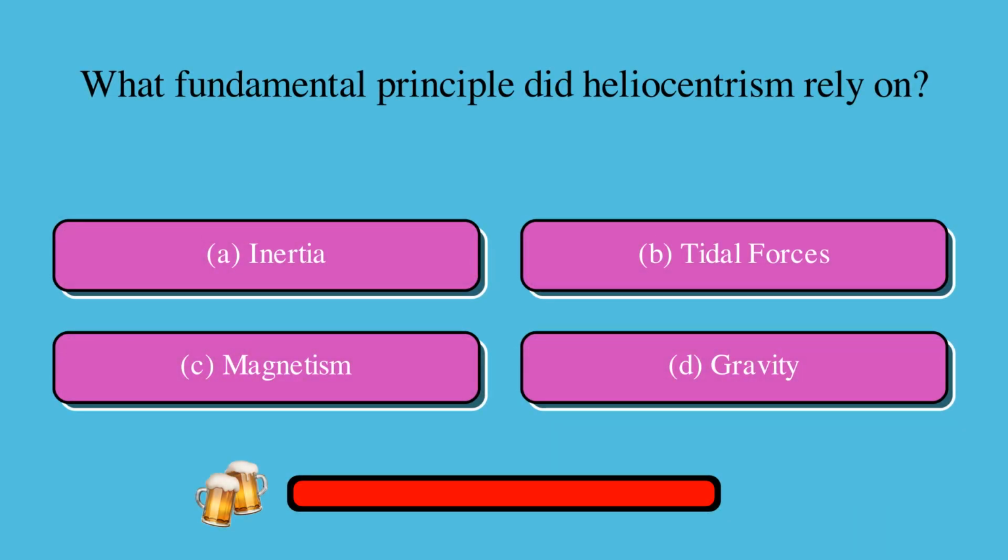What fundamental principle did heliocentrism rely on? Is it A. inertia, B. tidal forces, C. magnetism, or D. gravity? The correct answer is D. gravity.